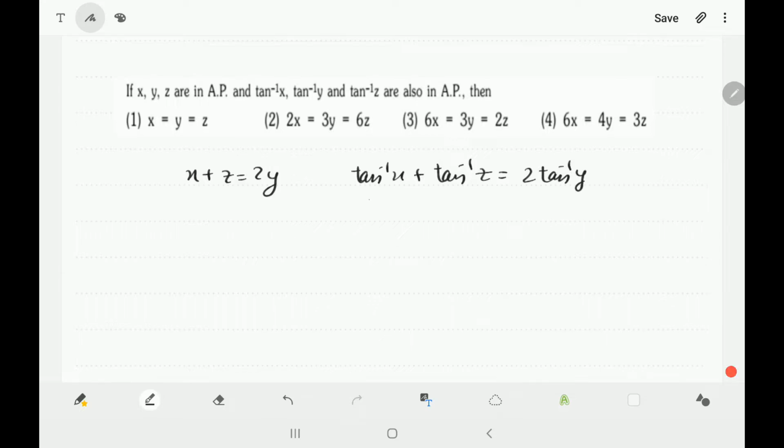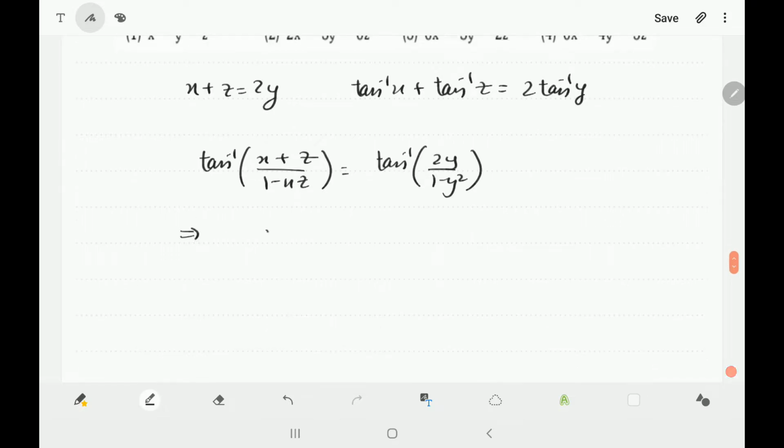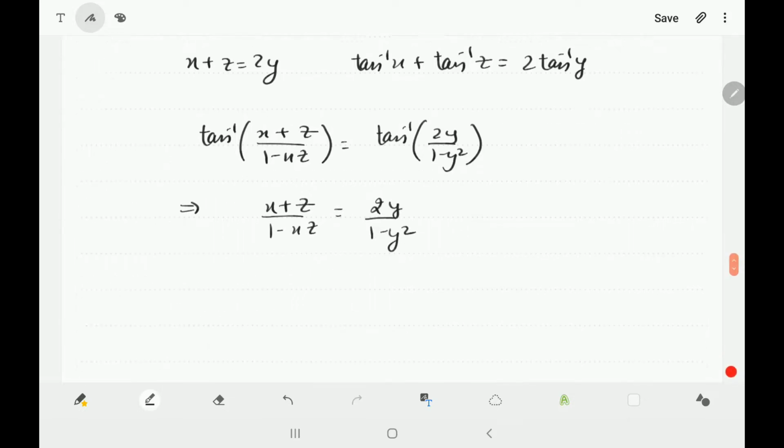So let's try to simplify this term. Once you simplify, tan inverse x plus tan inverse z can be written as tan inverse of (x plus z) upon (1 minus xz), and 2 tan inverse y can be written as tan inverse of 2y upon (1 minus y square). So we'll cancel tan inverse from both sides, and we will have (x plus z) upon (1 minus xz) is equal to 2y upon (1 minus y square), because x plus z is equal to 2y.